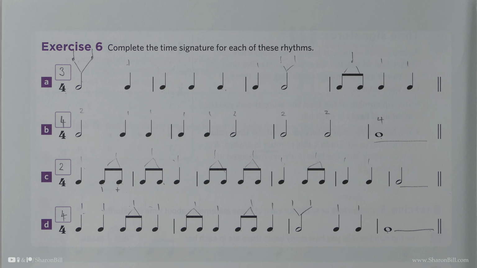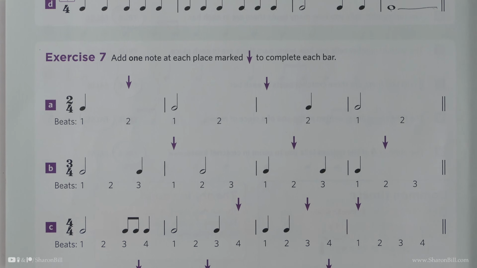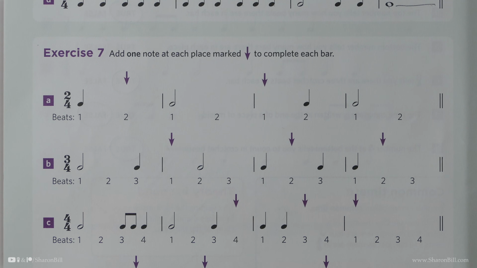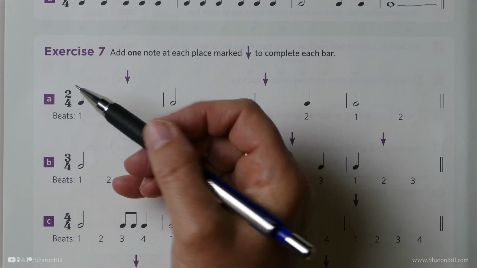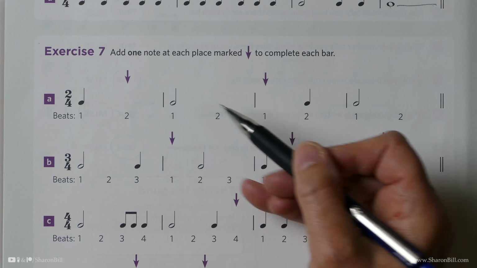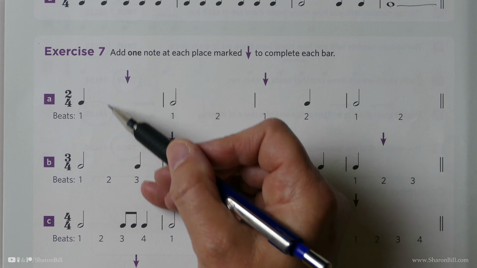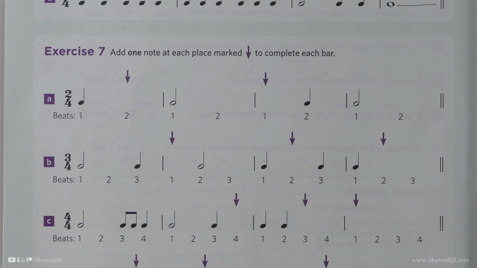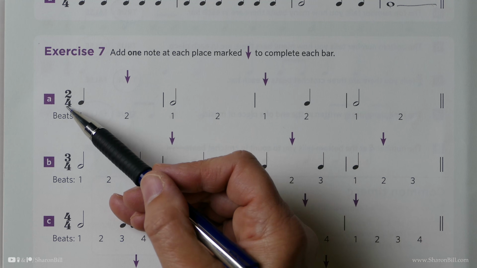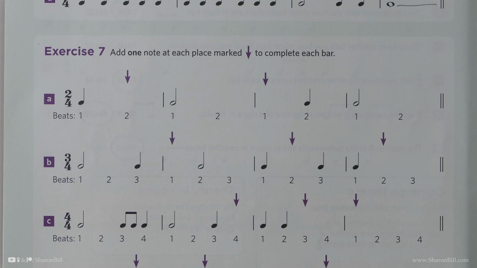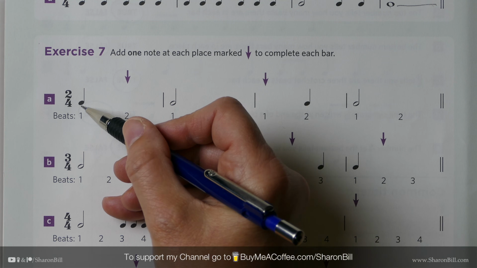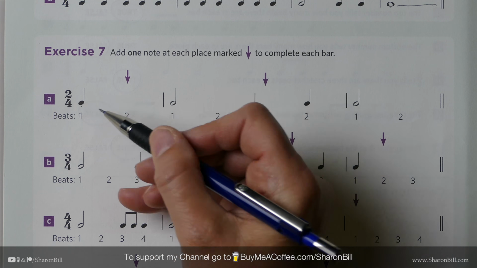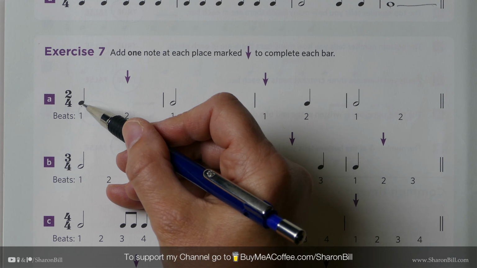And so now we move on to exercise 7, where we've been given the time signature. We know how many beats there should be, but there are going to be some beats missing. And so we've got to fill in the gap with an appropriate note to make the bar complete. So we should have 2 beats in a bar. There's 1 beat here, and therefore we are 1 beat missing because 2 minus 1 is 1.